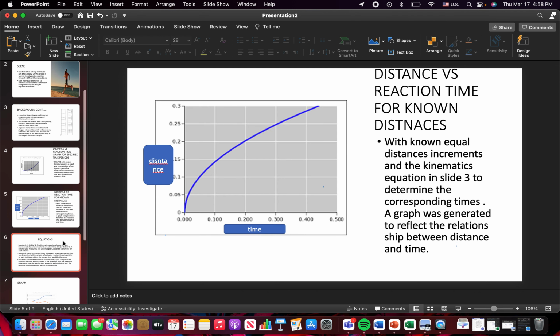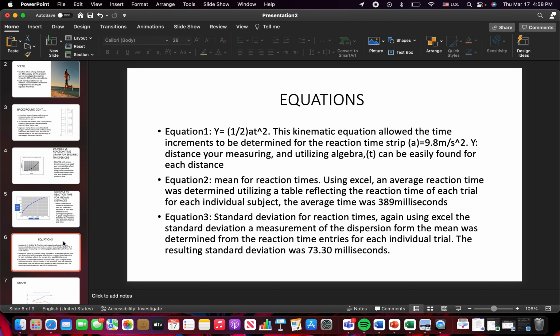The equations that I used for this project were the kinematics equations that allowed time increments. We used the kinematics equation to give us the time so that we could put it on the reaction strip, and we used 9.8 for gravity. A is going to be gravity. I won't explain the kinematics equation because we already covered it. So equation 2, we got the mean.